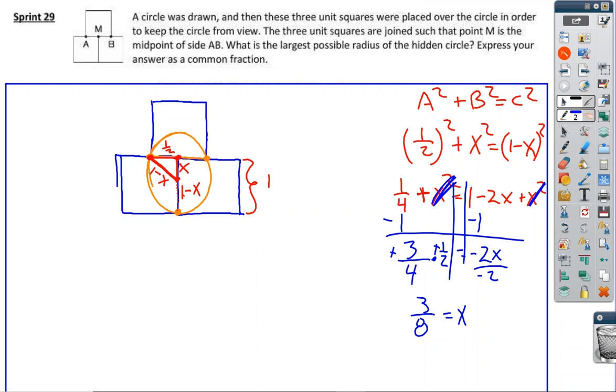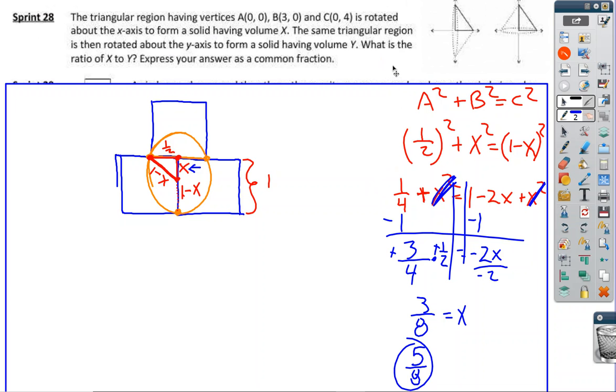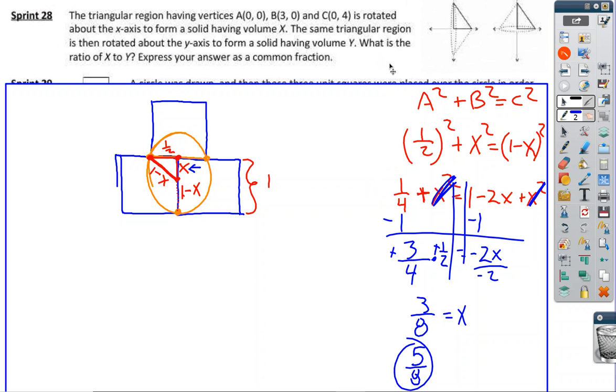I just found this side length right here, but I want the radius. The radius is 1 minus that short side length. Well, 1 minus 3/8 is going to be 5/8. And that is my final answer. That one was a pretty cool problem. The math behind it not too difficult, but you gotta make that connection with the Pythagorean theorem.